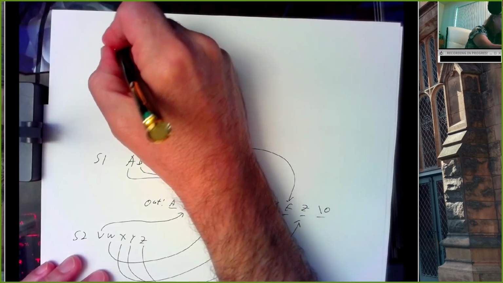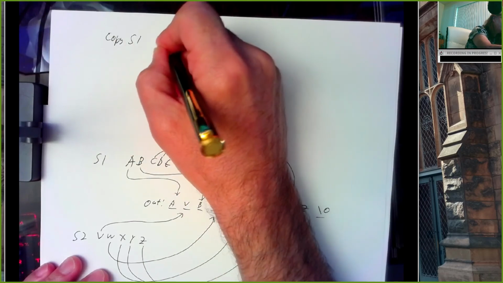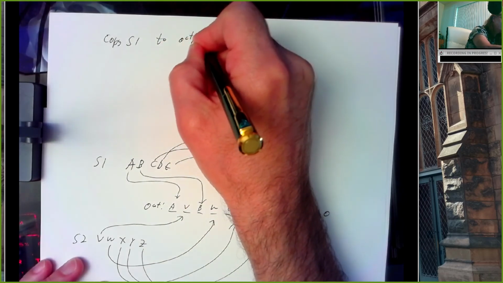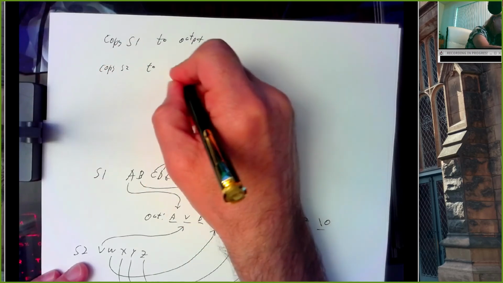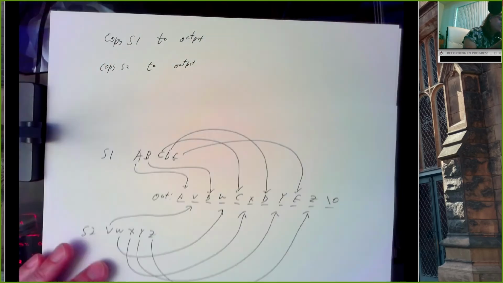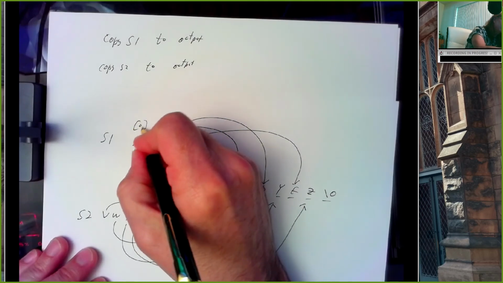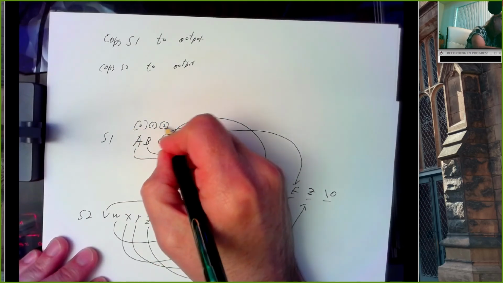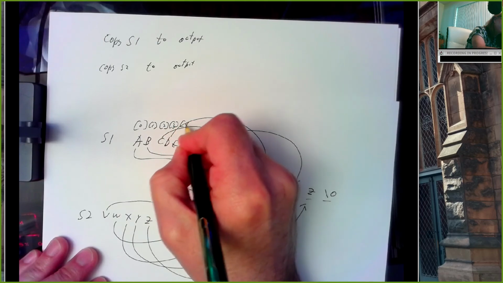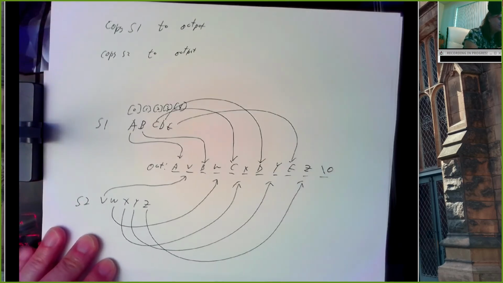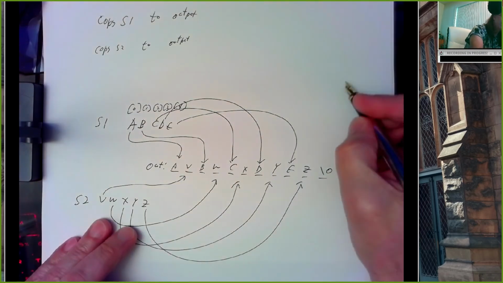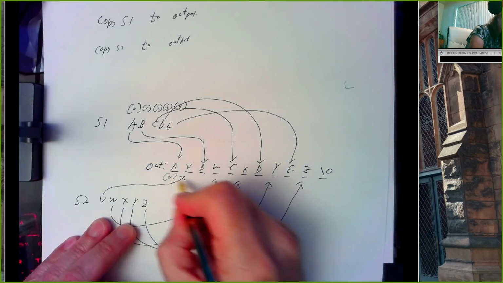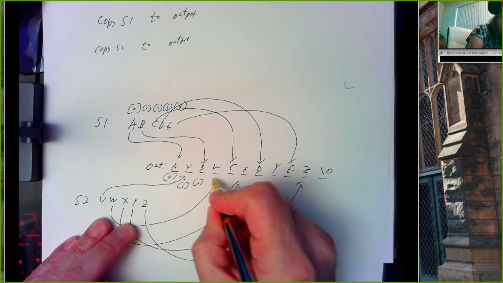So copy S1 to output, and then copy S2 to the output. So let's think about just S1. The only way to access these things is using their indices. So these are indexes 0 through 4. And here's our output array. And in our output, we can write indices for these.